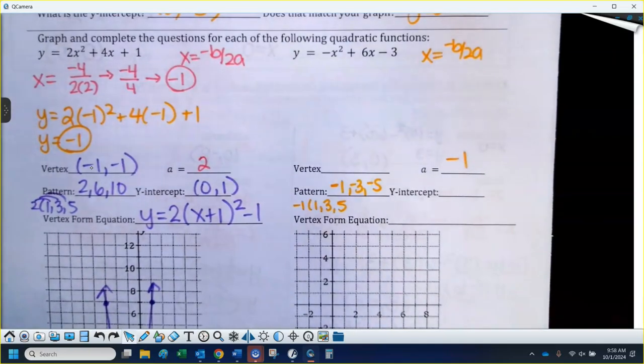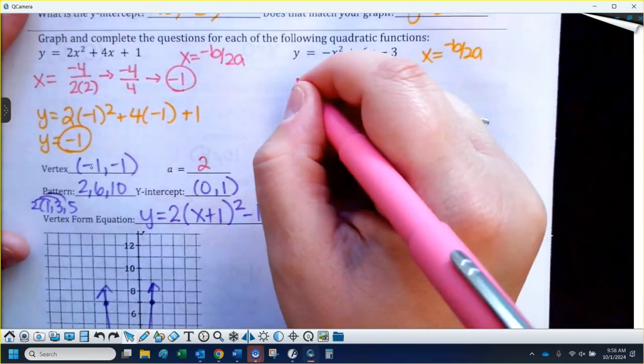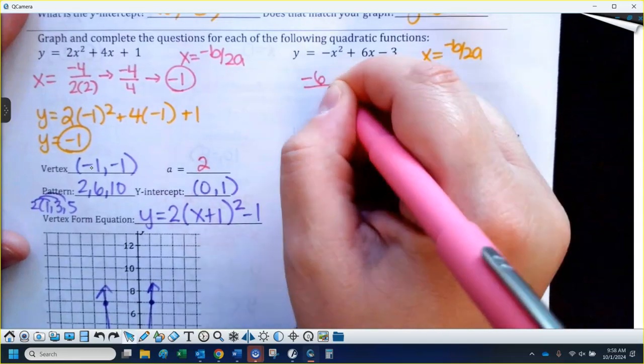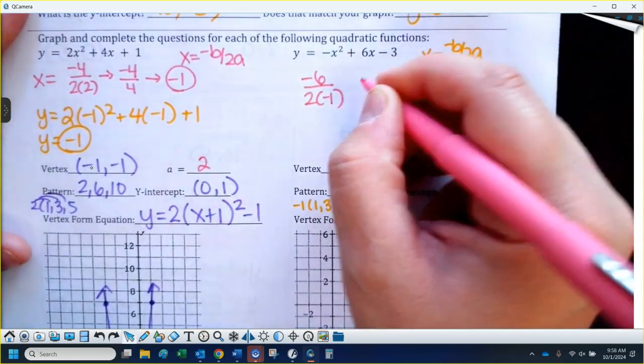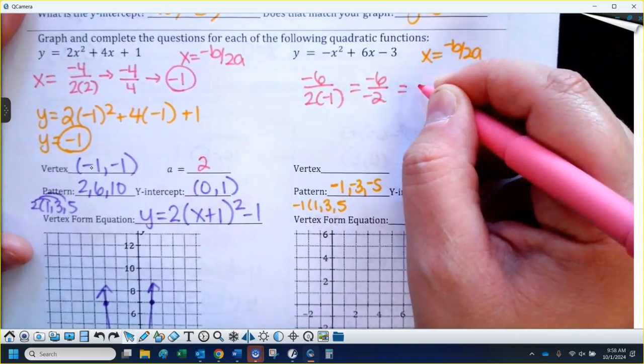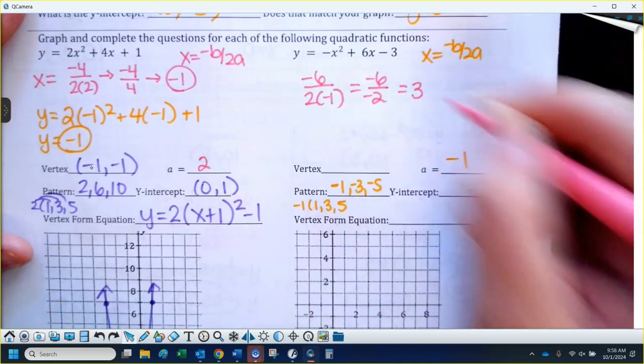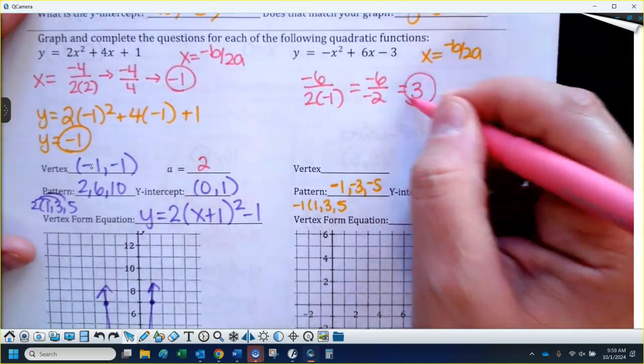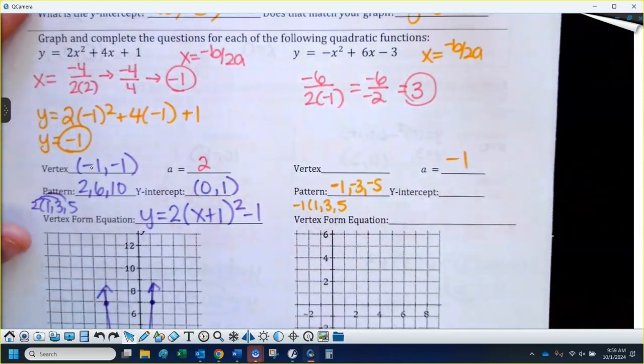All right, let me grab the x-coordinate on my vertex. -b is going to be -6 over 2a, which is 2 times -1. So -6 over -2. The two negatives, right? Negative divided by negative becomes a positive. The x-coordinate of that vertex there is going to be 3.